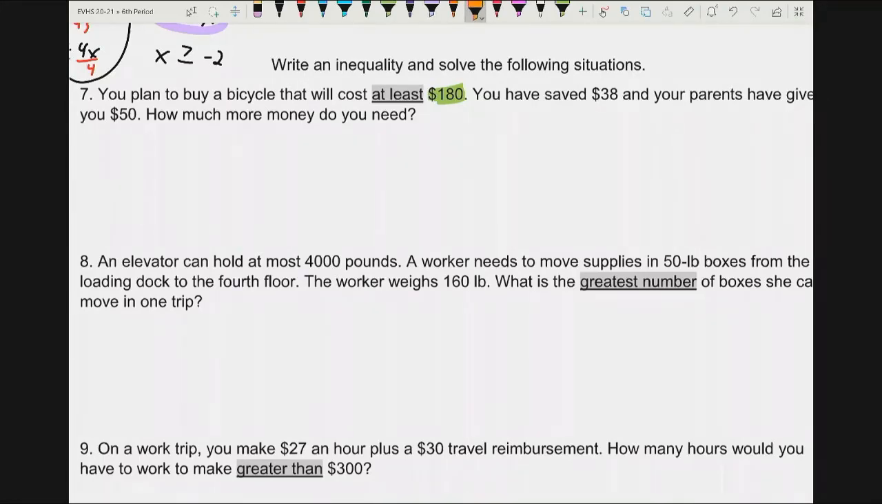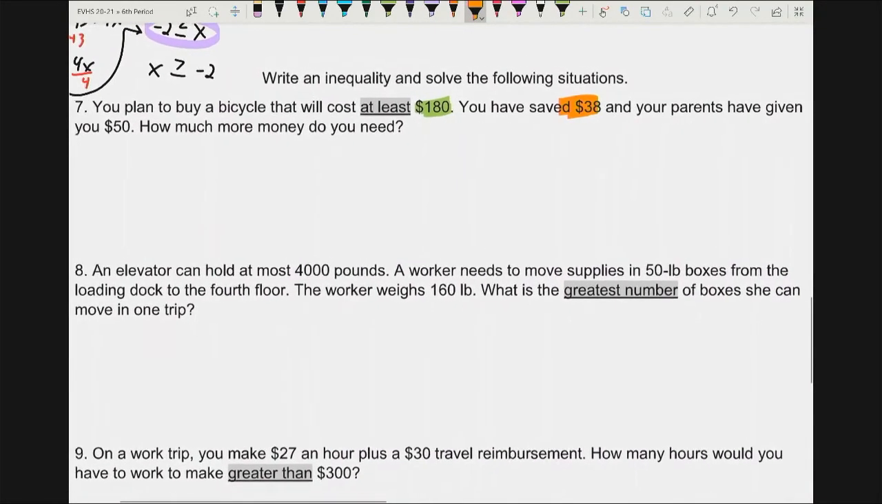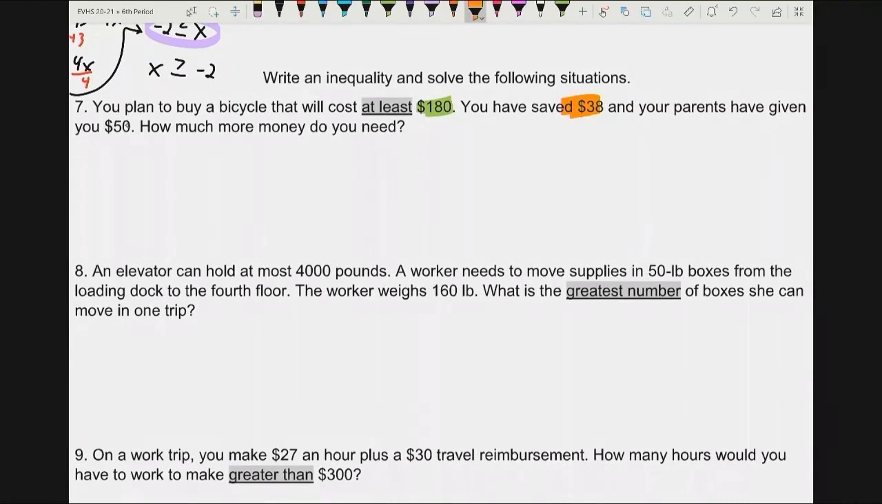That's a starting value. And your parents have given you $50. Well, that's another starting value. If it had said $50 per month, like an allowance or something, that would be a rate. But if they're giving you one-time $50, that's a starting value. Now, whenever I write this, I'm going to have the 180, and it says at least.